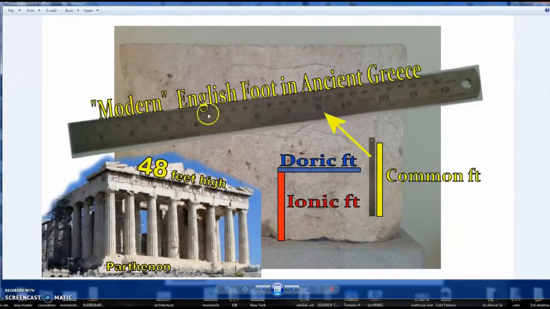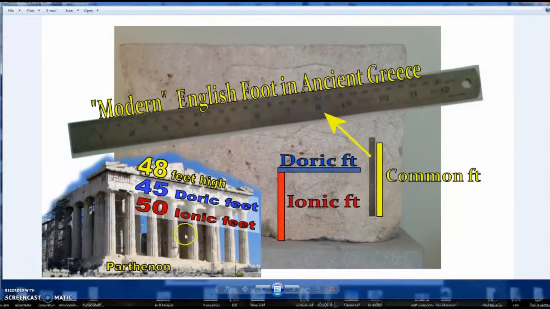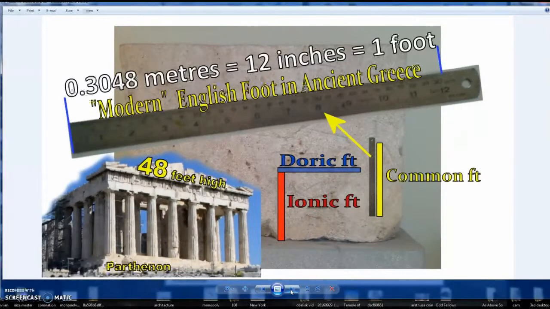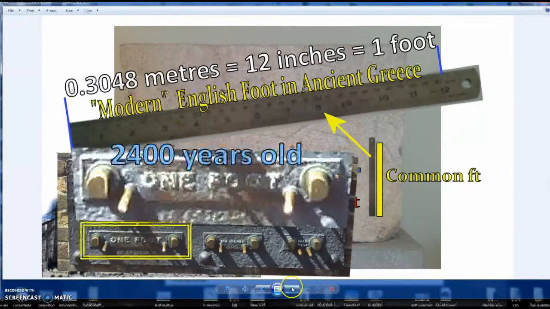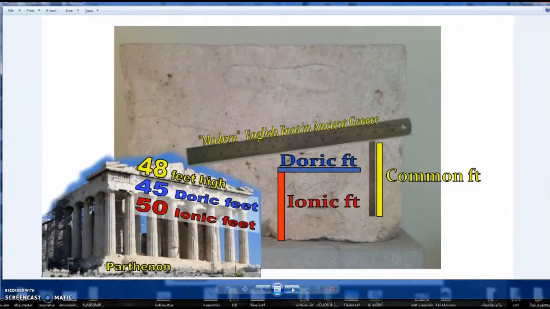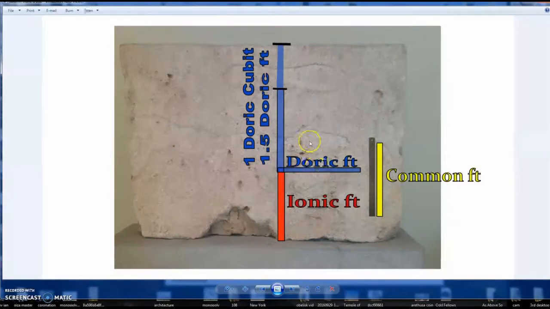So what we have is the modern English foot appearing in ancient Greece. We also have a conversion point, 48 feet equals 45 Doric or 50 Ionic, which gives us these 16 to 15, 24 to 25 ratios. And so your standard is quite old, and it's not just some random measurement. It's actually a very ingenious way of encoding knowledge. But there are many other features.